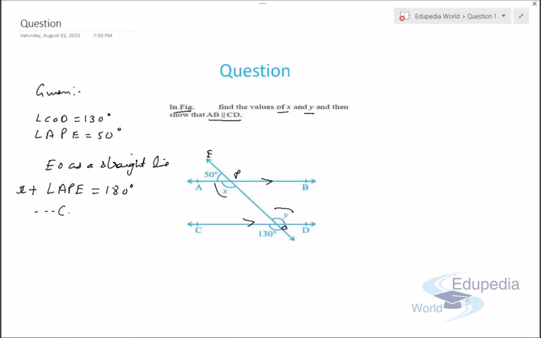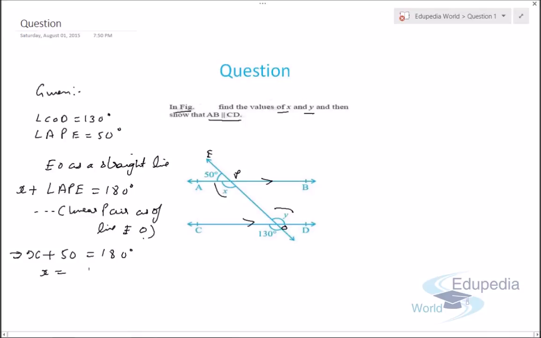Why? Because it's a linear pair on line EO. This implies x plus 50 will be equal to 180. So x will be equal to 180 minus 50, so x is 130. So we got the value of x as 130.